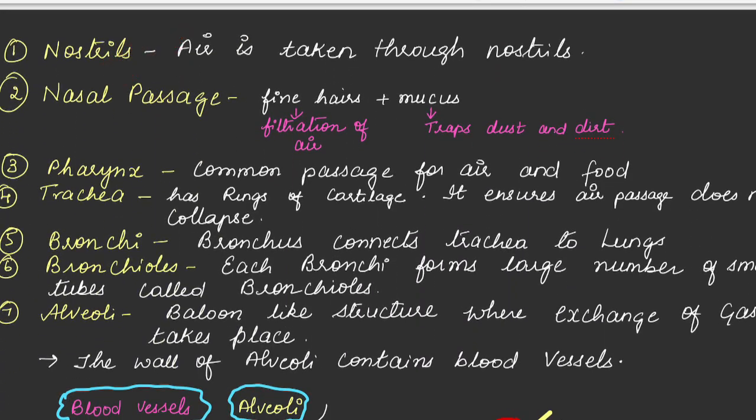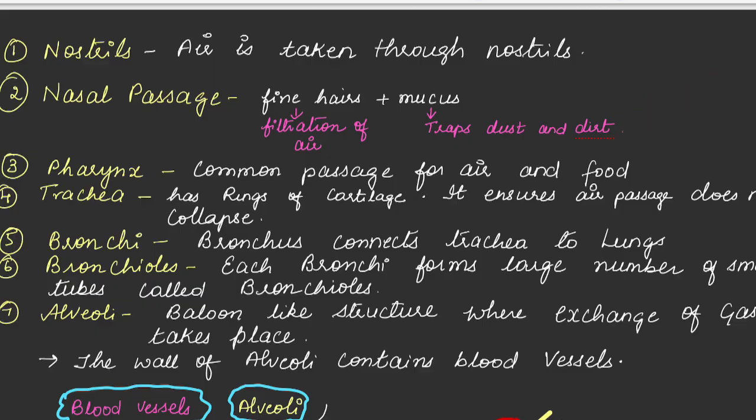Nostrils. So first air is taken in through the nostrils. Then it will enter into nasal passage. So in the nasal passage you can see fine hairs and then mucus. So what is the function of fine hair and mucus? Fine hair helps in filtration of the air. So if any microorganism is present, it will be trapped by the hair. And then coming to mucus, it traps dust and dirt particles which are present in the air.